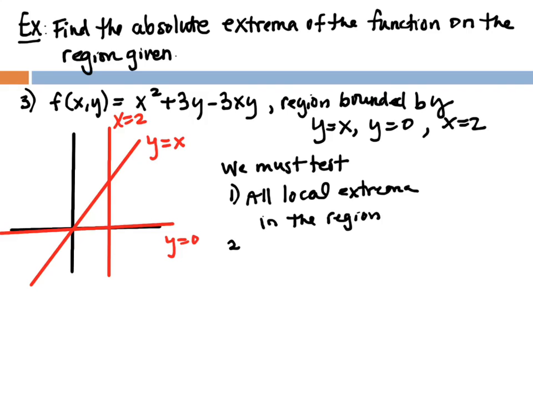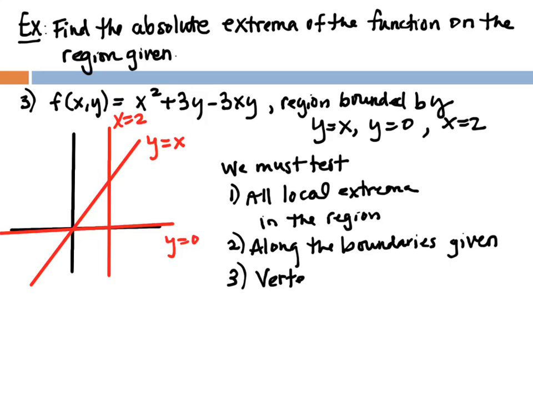So the second thing I need to test is along the boundaries that are given. So that's along each equation. So along the equation x equals y, along the equation x equals 2, and along the equation y equals 0. And the third thing I have to test is the vertices of the region.